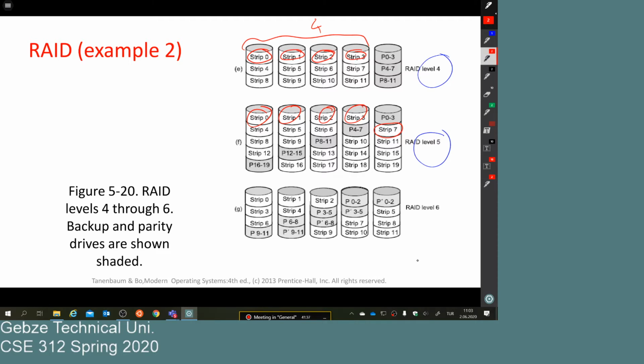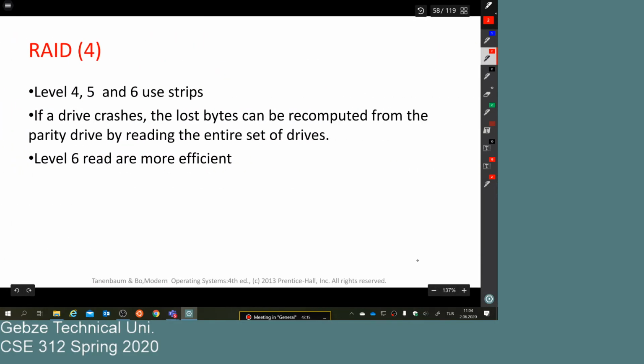Okay, so these are the kind of differences between the RAID levels. Yusuf says that RAID 5 can tolerate the loss of any single disk drive in the array. RAID level 4 can do that too, because I have the parity, and from the parity I can check what kind of bits I am missing. In terms of reliability, 4 and 5 are the same. 5 and 6 are faster than level 4.